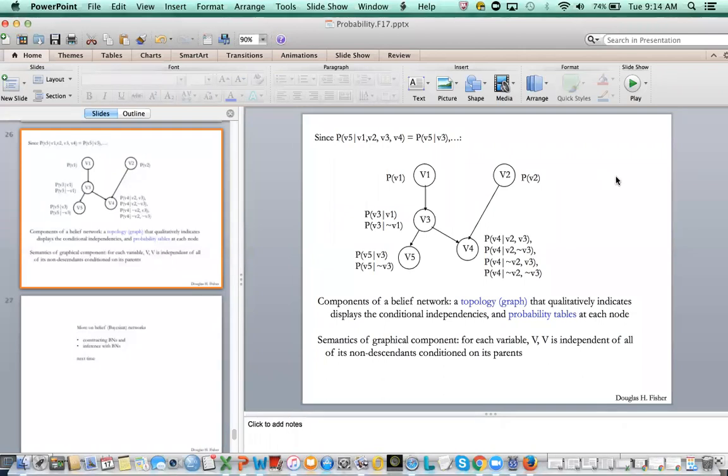So there are two aspects of a belief network that we have to think about representing. One is the topology, what's connected to what, and the other is the actual probability table associated with every node.